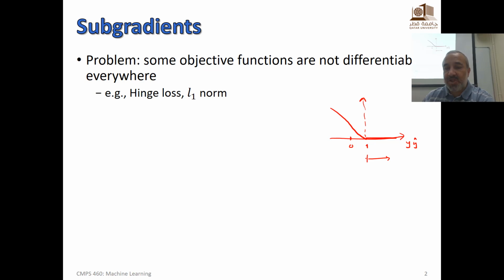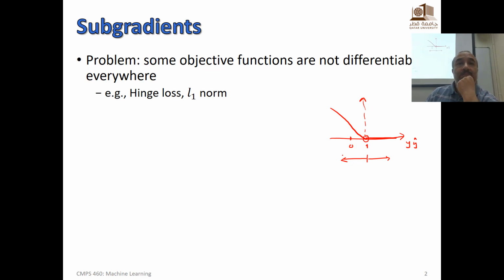Is it differentiable when y hat is less than 1? Yes, and it has a value. What is the derivative when y hat is 1? It's not defined.